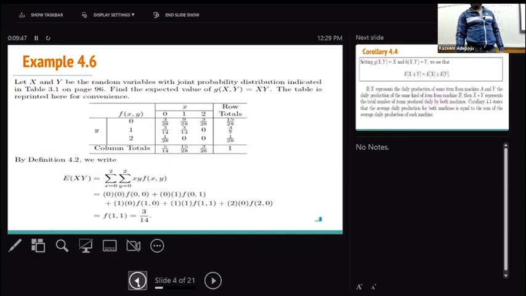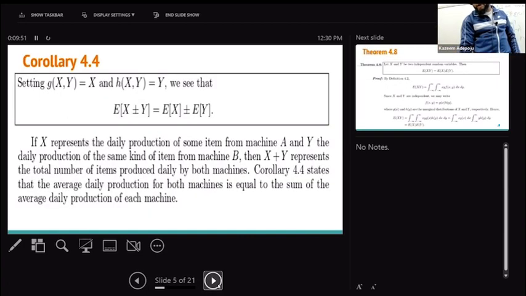So what I showed you before is how to get the expected value of a product. What I want to show you now is how to get the expected value of the sum of X and Y and of the difference between X and Y. Look at that.